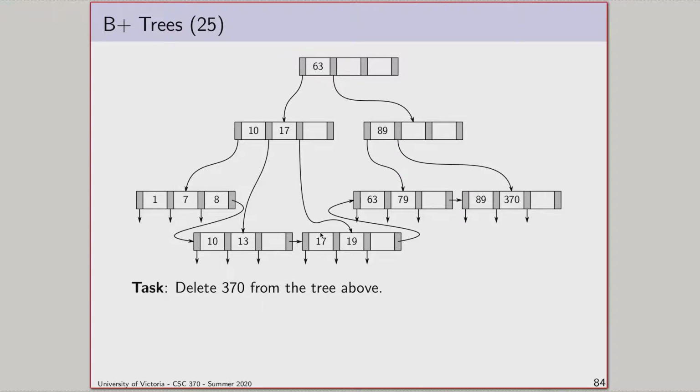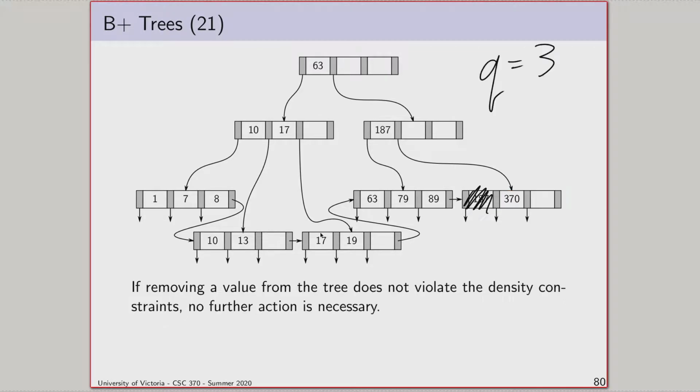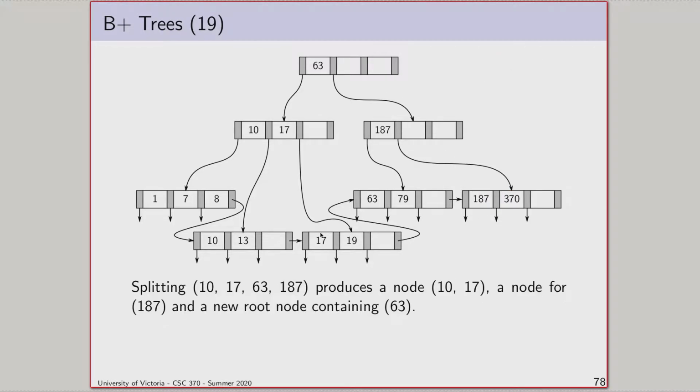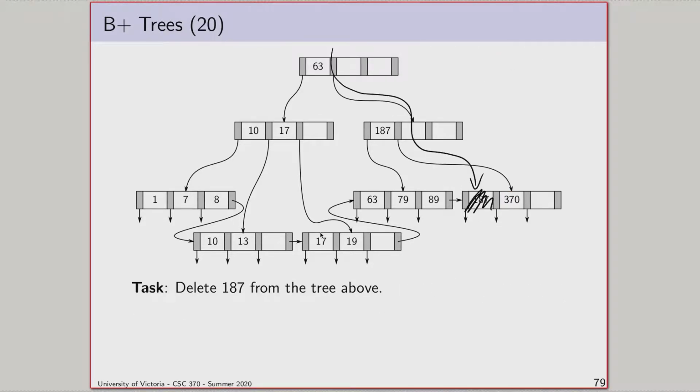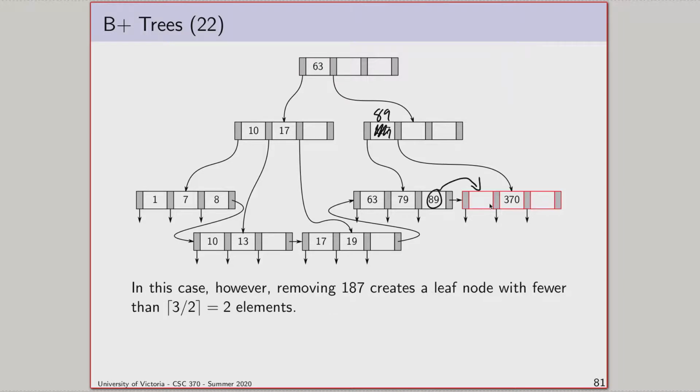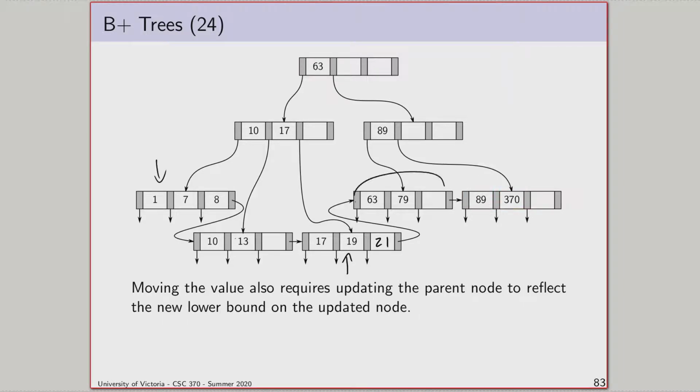Okay, now let's delete the value 370. So just to recap, I deleted the value 187, and in this situation, when I delete 187 from this tree, I'm allowed to bring 89 over to keep 370 company, which keeps the node nice and full. That's great, and everything else is preserved.